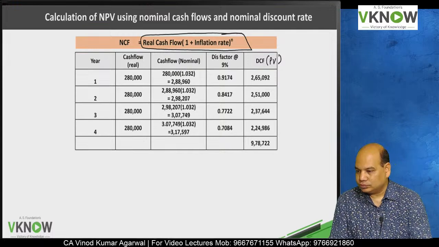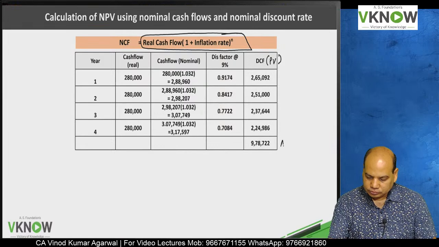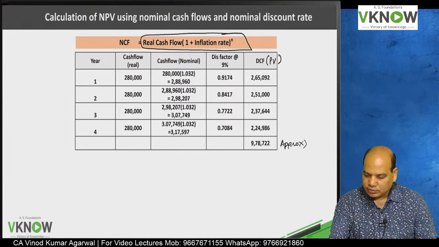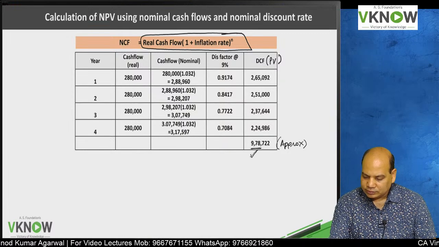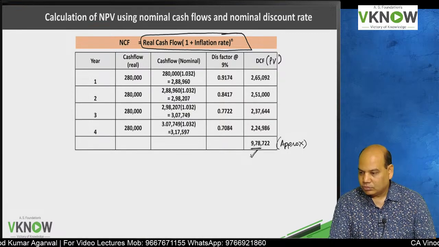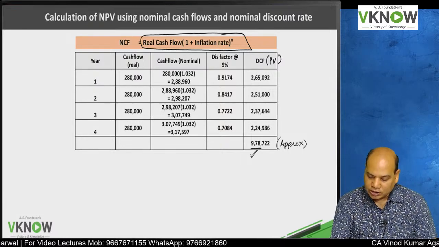$978,722 approximately. Write approximately. Whatever you have got, write approximately. If the first 3 digits are right, then you are right. You can go ahead. Very good answer.